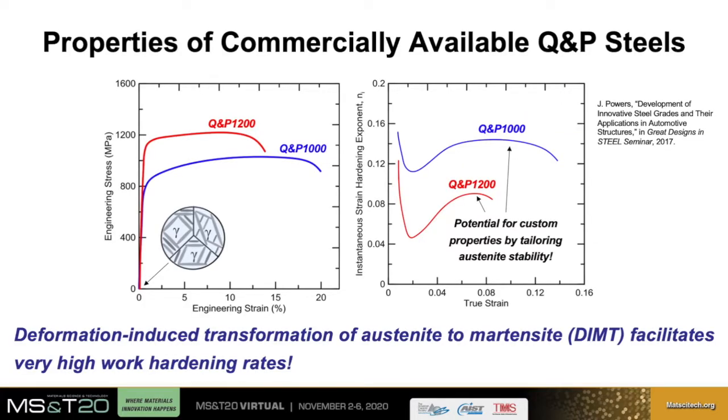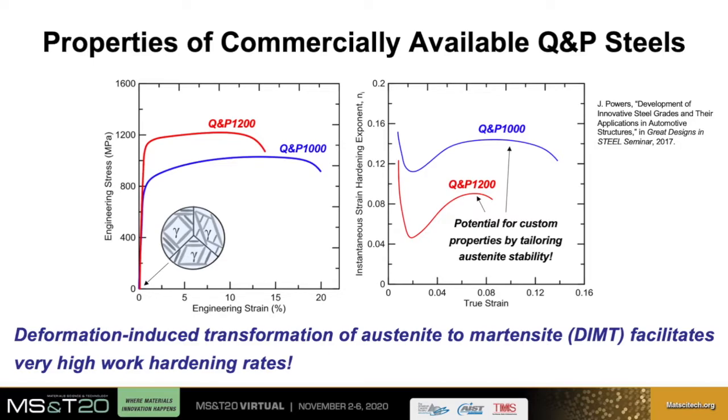The primary benefit of retaining some austenite in a steel microstructure is that retained austenite greatly enhances ductility and work hardening via the TRIP effect. The TRIP effect occurs due to the deformation-induced transformation of austenite to martensite. To provide you with a tangible example of a commercially available Q&P steel that takes advantage of TRIP, take these two steels, QP 1000 and QP 1200, as an example.